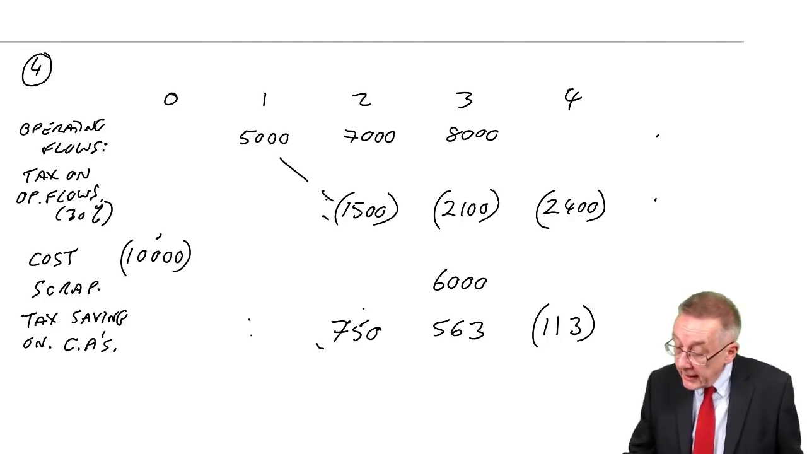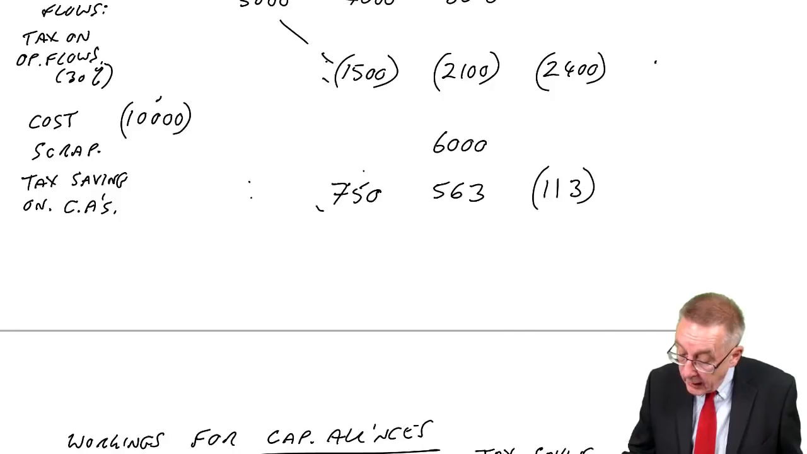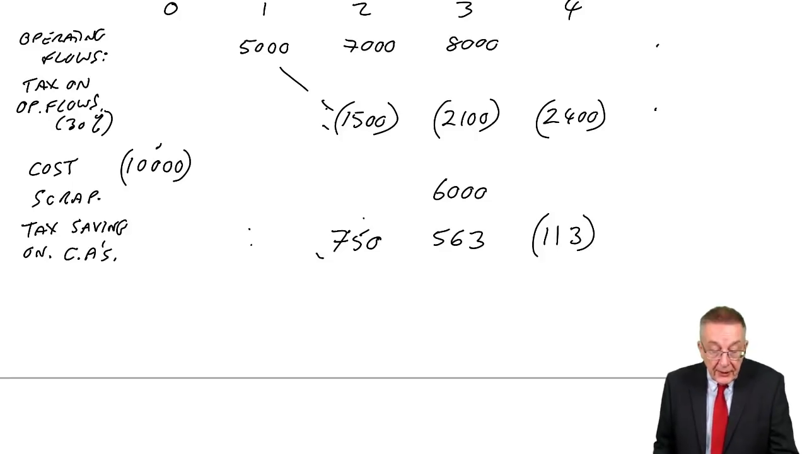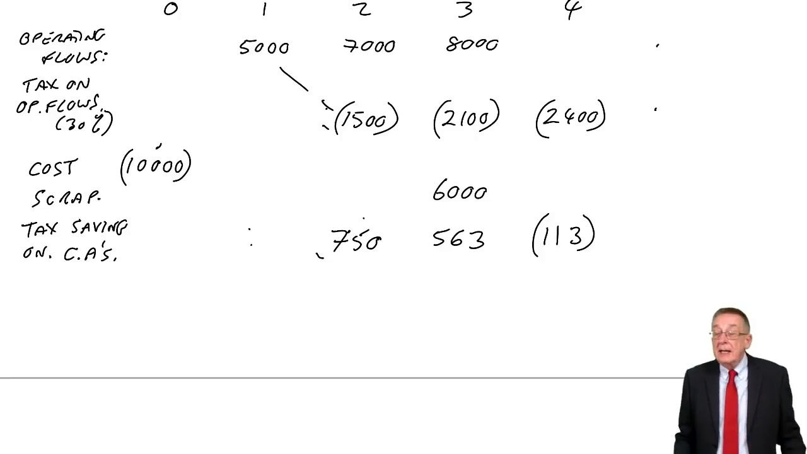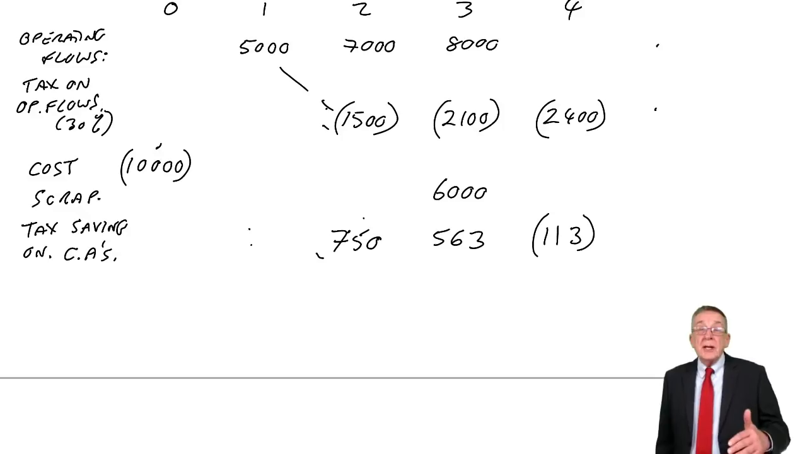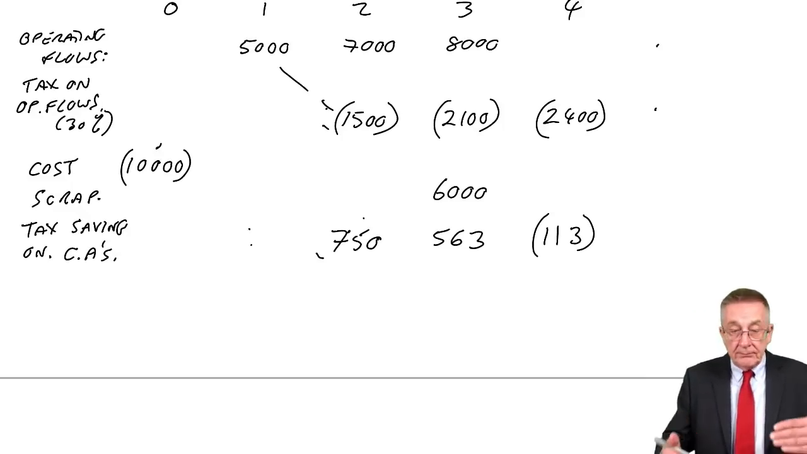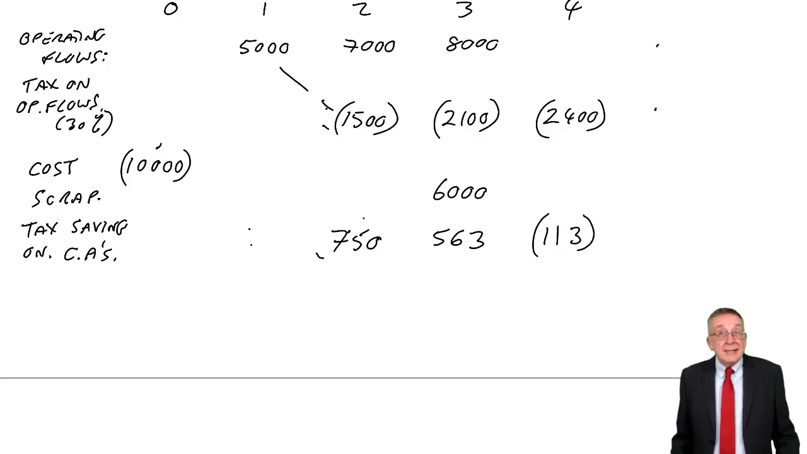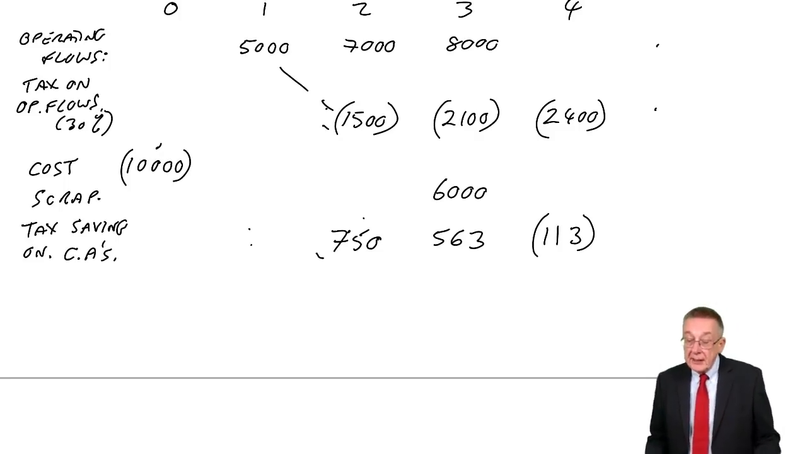Finally, though, there is working capital. Well, I've already been through the rules on working capital with you. This is an easy one. It's 1,000 required at the start, and that's it. However, because working capital is things like buying extra inventory, there is no tax effect on working capital. That's why I always leave it till the end.